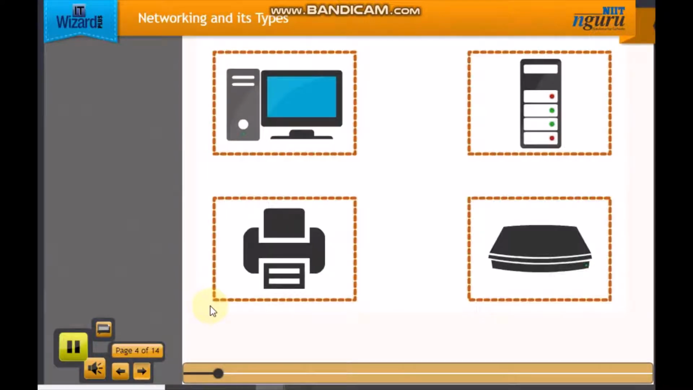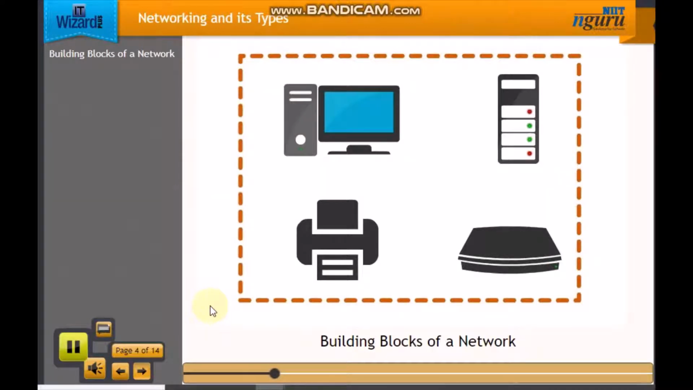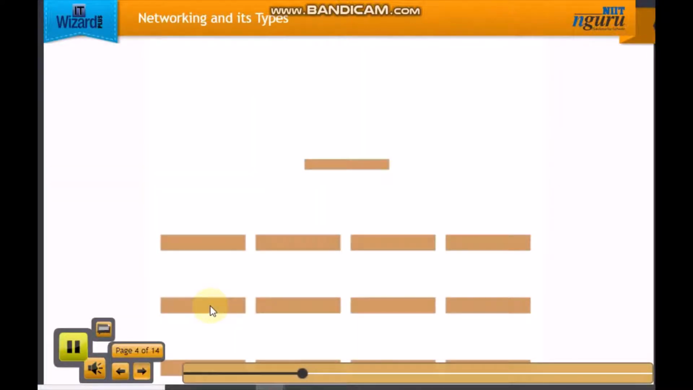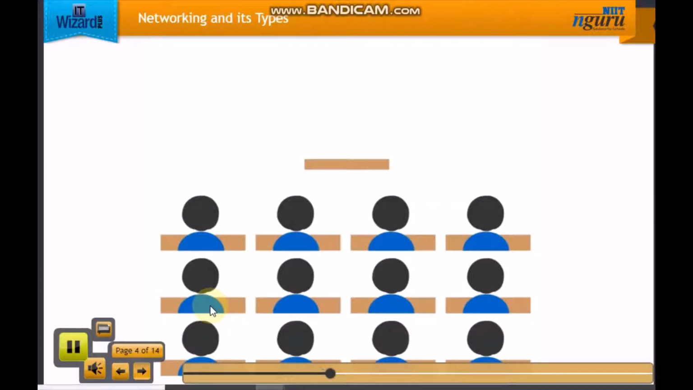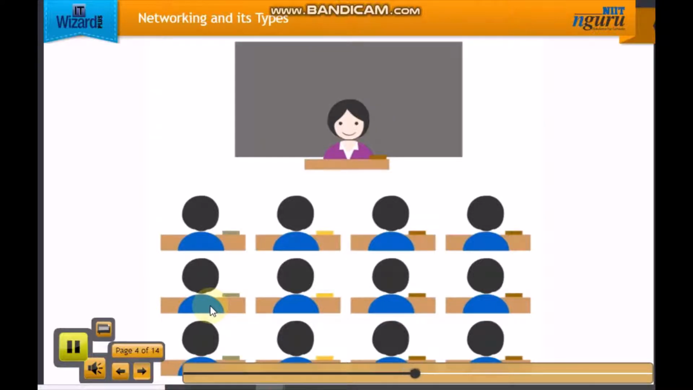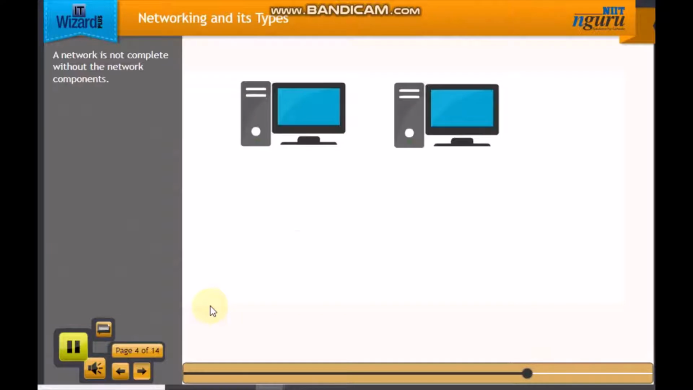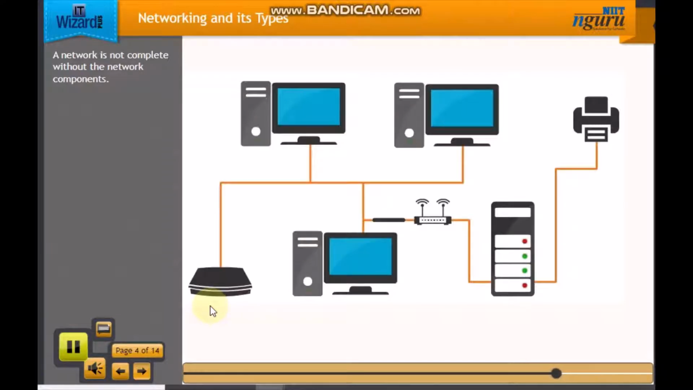You now know the importance of a network. Let us now explore the building blocks of a network. Can you have a classroom without students? Can you have a classroom without a teacher? Can you have a classroom without teaching boards and books? The answer is no. Students, teacher, teaching boards and books together make a classroom complete. In the same way, a network is not complete without the network components. Let us explore the network components in detail.